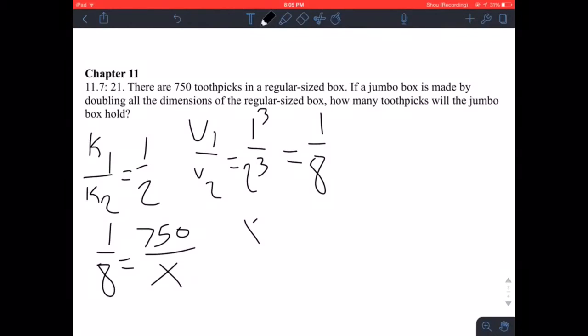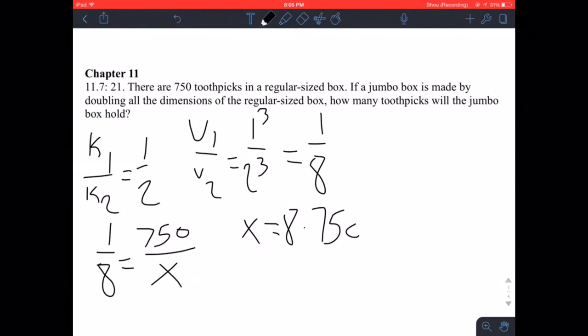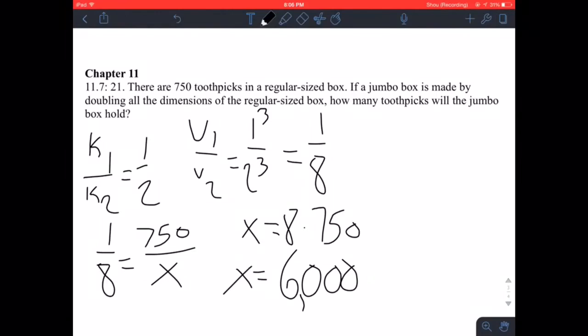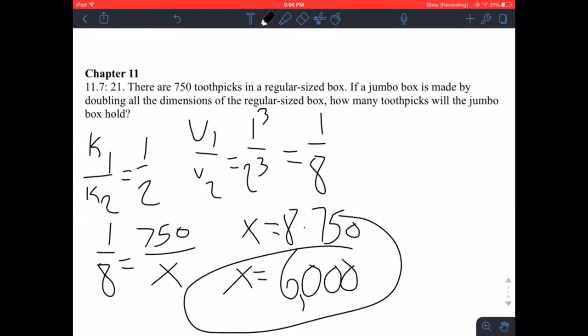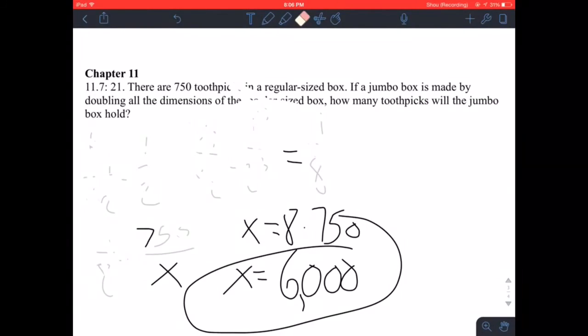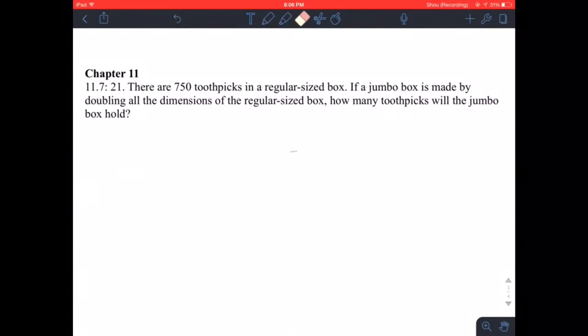So x equals 8 times 750. And so x equals 6,000 toothpicks. So from there, you're done, right? You wrote the answer right here. No! Wrong. That's not the answer. A lot of people forget this, and what they don't do is write it in word form, or whatever you call it. I know it sucks, but you gotta do it, matey, because if you don't do it, then you're gonna get points marked off.